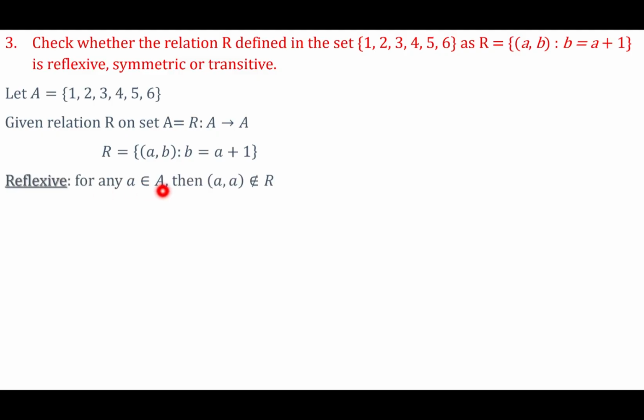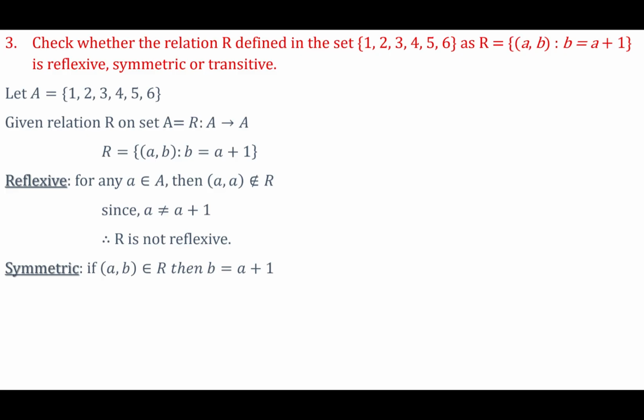For any a belongs to A, (a, a) does not belong to R. Why? Check. The definition says if (a, b) is in the relation, then b = a + 1. If (a, a) is in the relation, then a would equal a + 1. A cannot be equal to a + 1. So on the left I have a and on the right a + 1, so they are not equal. So it is not reflexive.